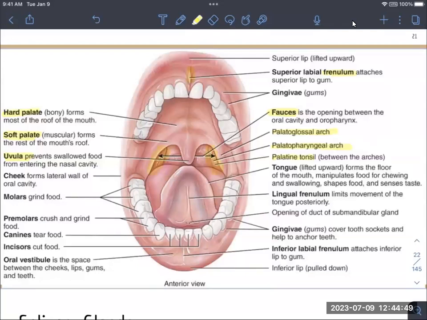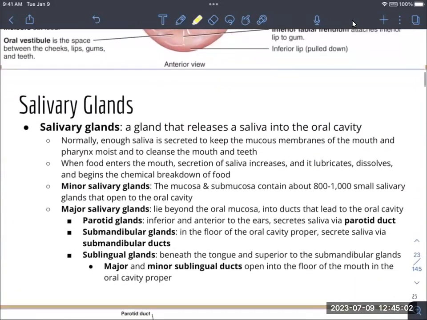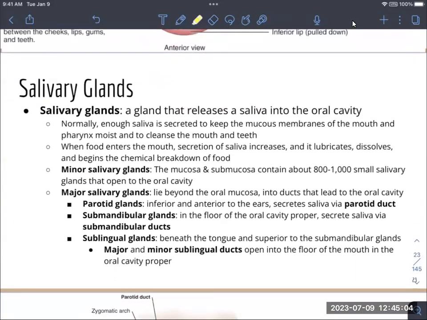We have lots of different teeth. Here's that lingual frenulum. It is found underneath the tongue. So these different salivary glands are going to release saliva into the mouth.